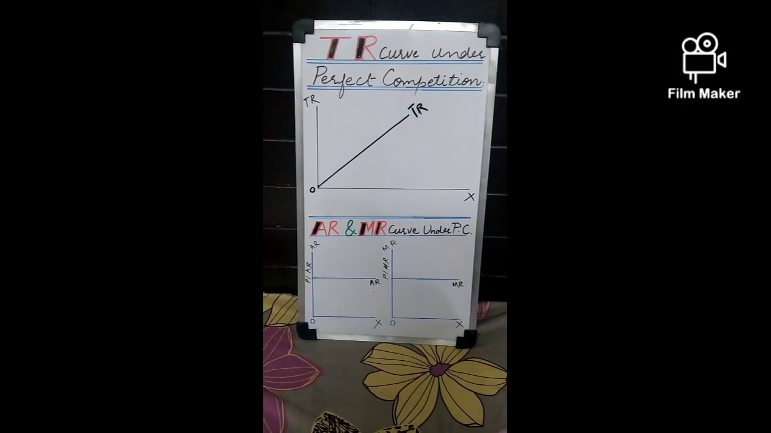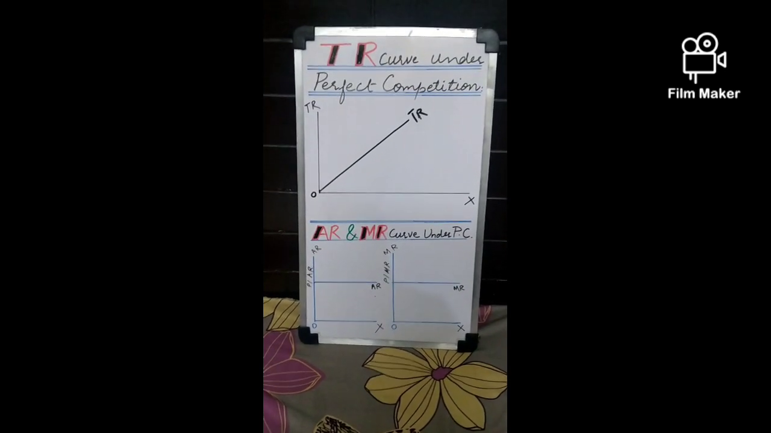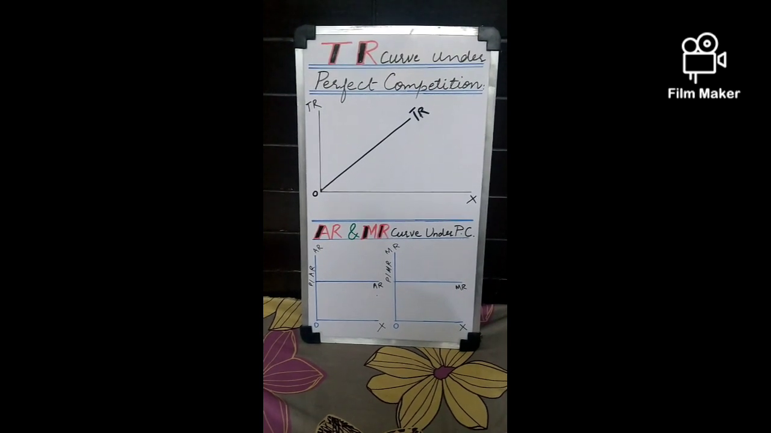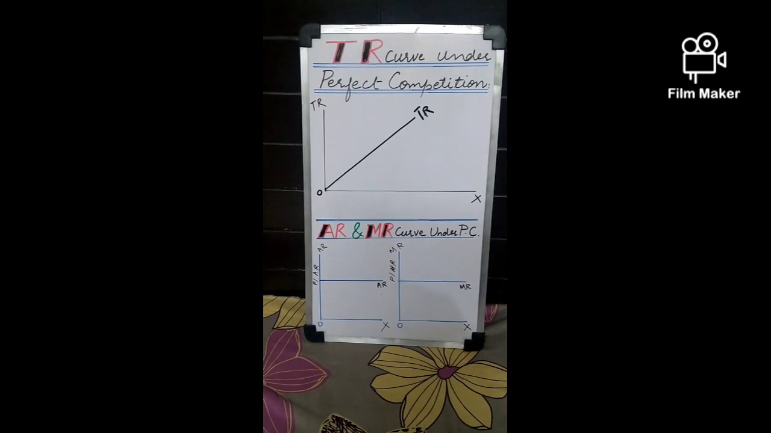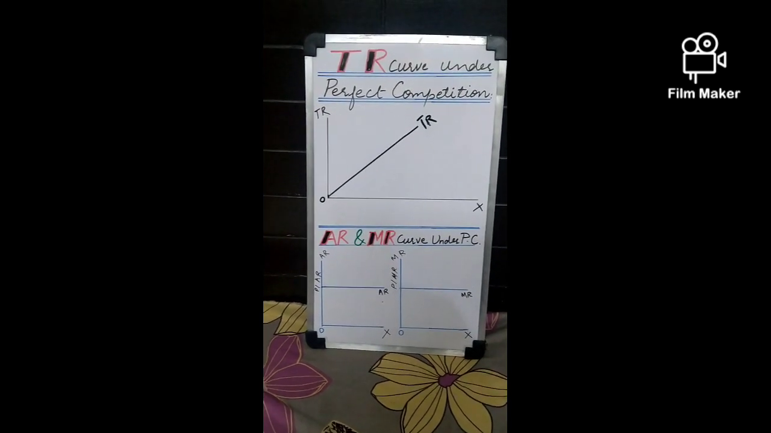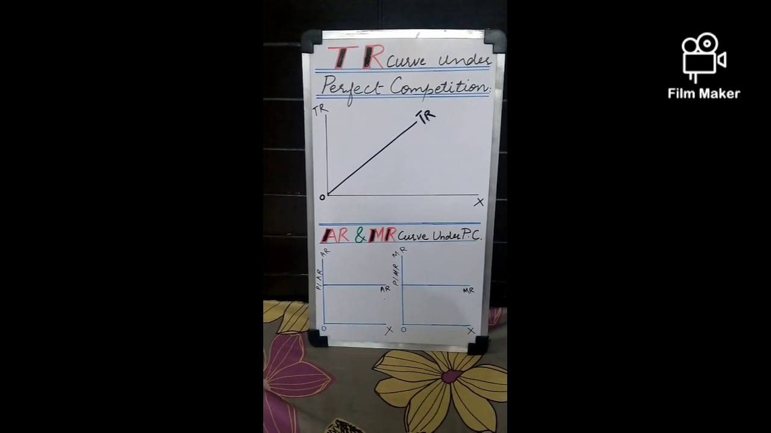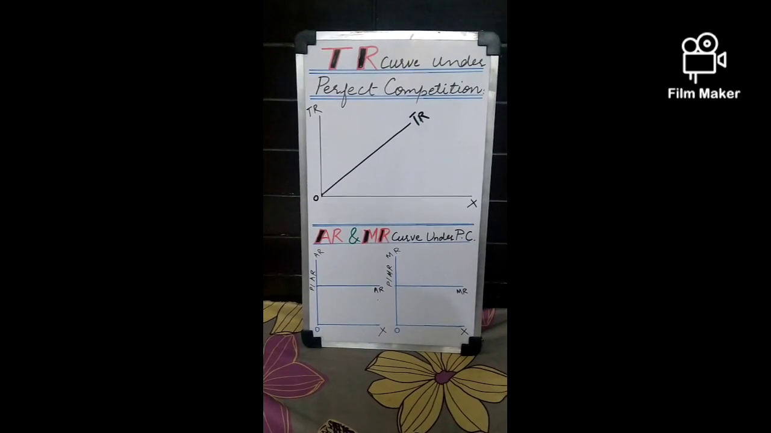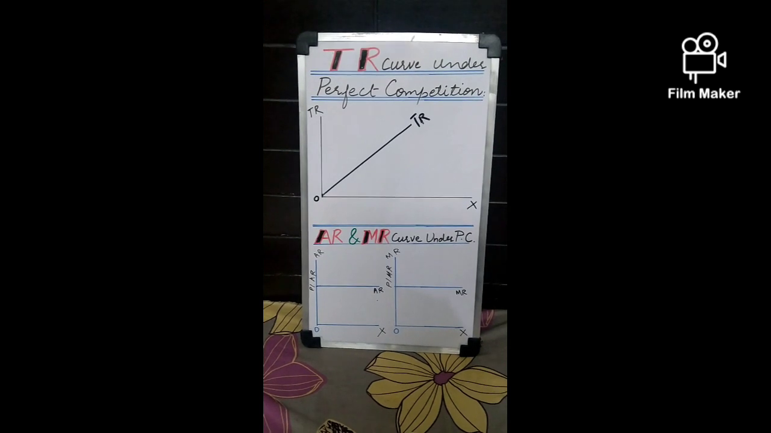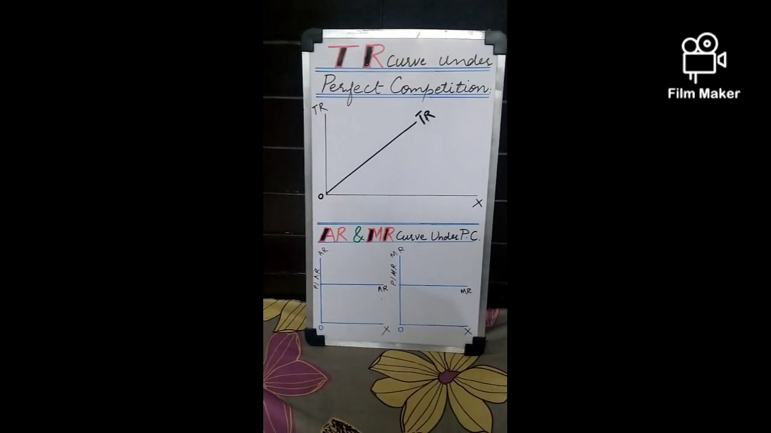Now I have drawn total revenue curve under perfect competition. In the upper part of the figure, I have drawn total revenue curve, and in the lower part of the figure, I have drawn average revenue AR and marginal revenue MR curve under perfect competition. On x-axis, I have taken output X, and on the y-axis, I have taken total revenue, the average revenue, and the marginal revenue. The total revenue curve under perfect competition is a straight line from origin, which shows that revenue under perfect competition increases at the constant rate. So it is positively sloped line from the origin.